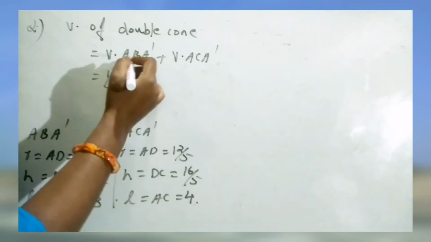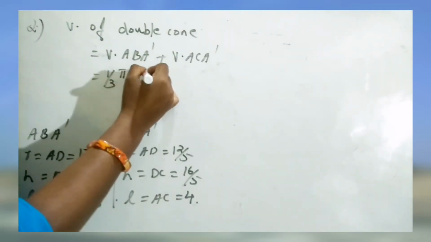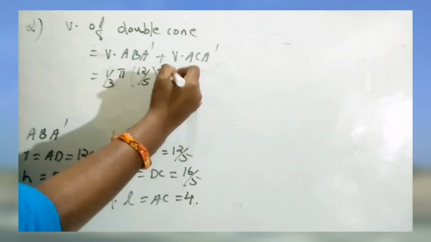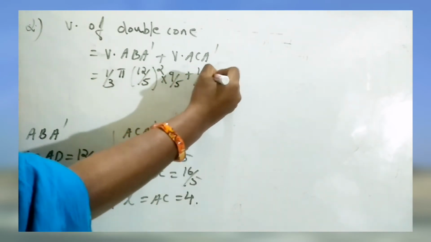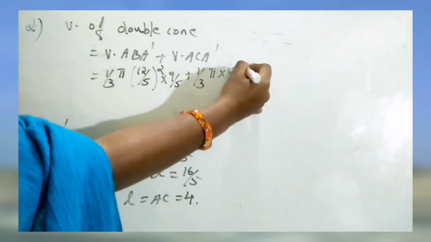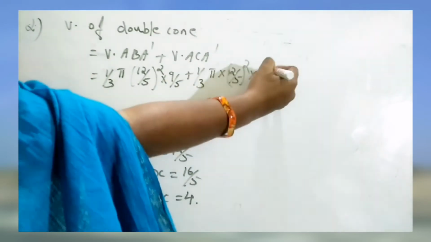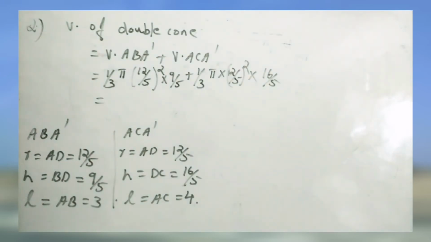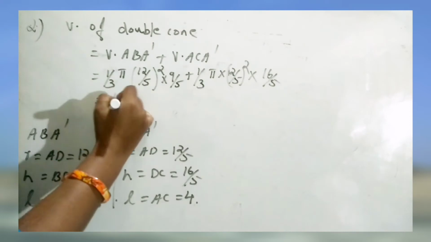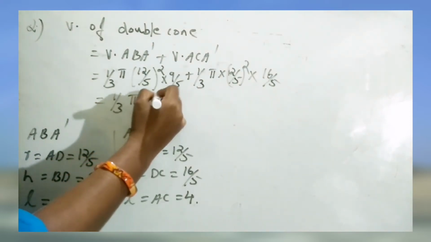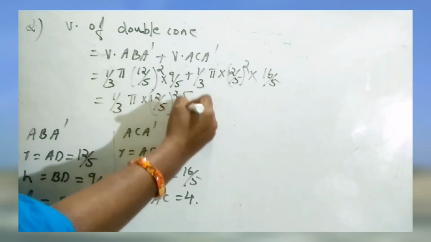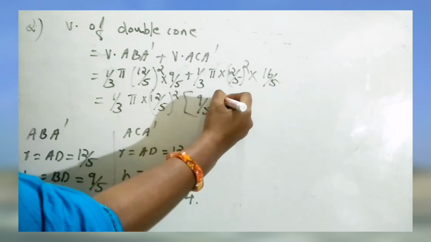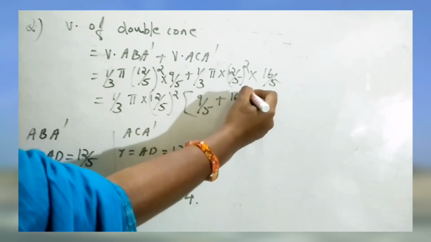We will substitute the values first. 1 by 3 pi into 12 by 5 all square into h, the height of the first cone, 9 by 5, plus 1 by 3 pi into 12 by 5 all square into the height of the second cone, 16 by 5. Just look at this. 1 by 3 pi into 12 by 5 all square is common, so we can take it outside. Then 9 by 5 will remain in the first term, plus 16 by 5.